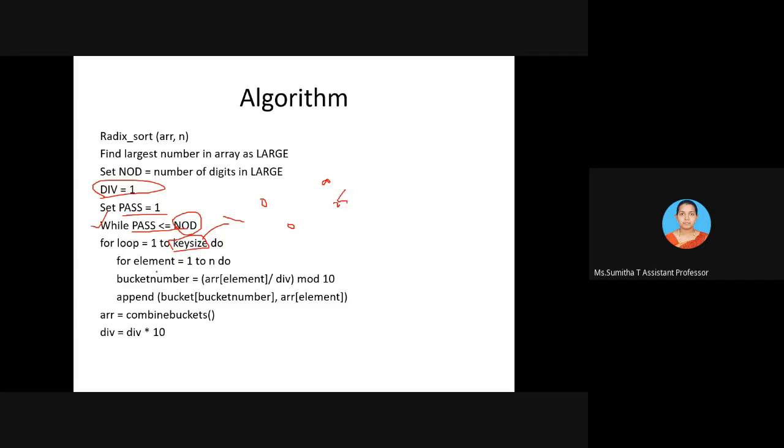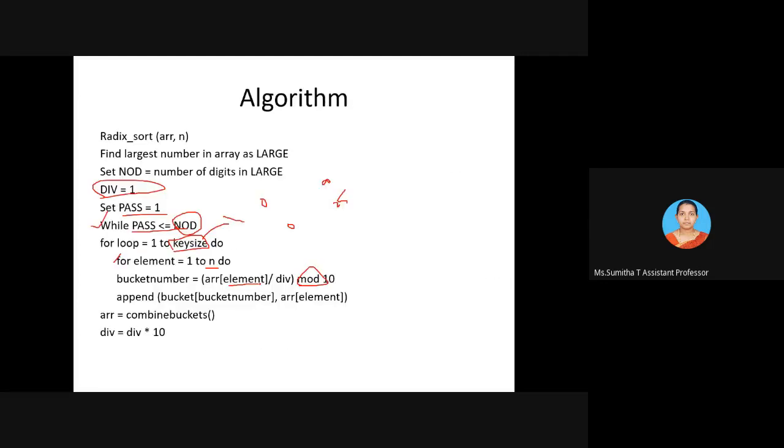So for element 1 to n, the number of elements, we have to go through each and every element, right? In this inner loop, we give bucket number equal to array of element div mod 10. Mod is nothing but it gives the remainder, right? So how can we find the bucket number for the particular element? Array of element is nothing but the element in the array.